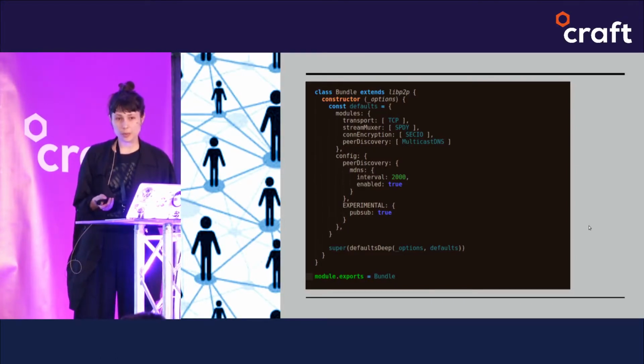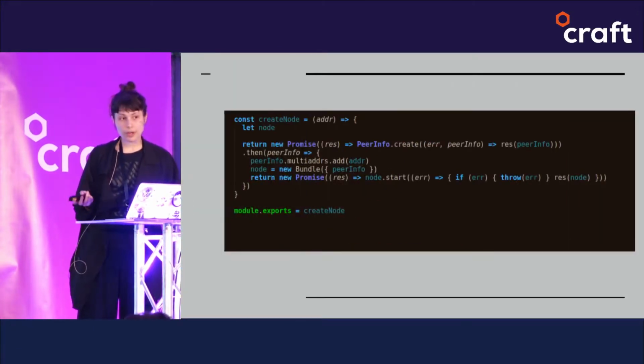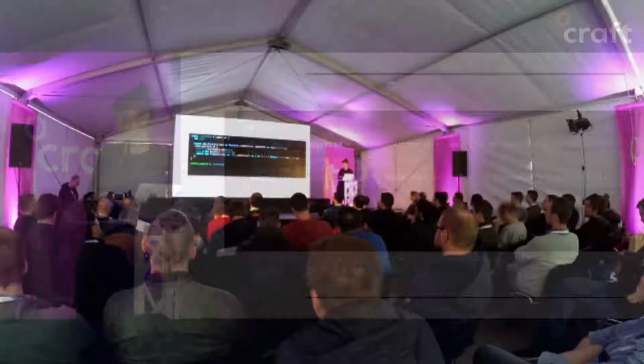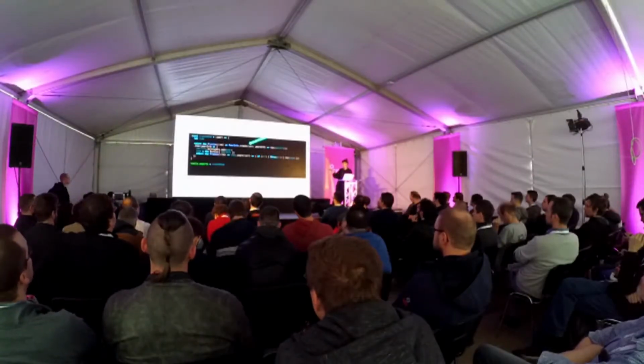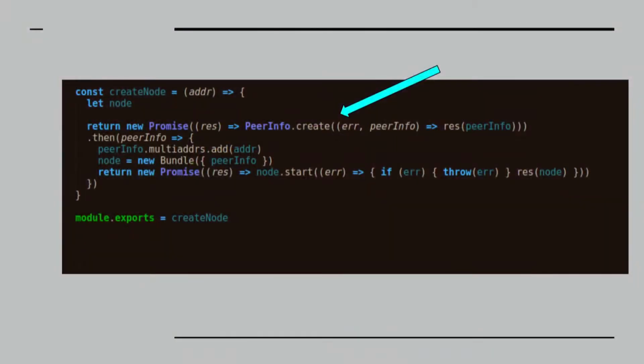So let's look at the code that went into making that, because it's shockingly simple. We have a create node function. This instantiates a peer info object, which is a libp2p built-in. We give it a multi-address, and then we call start on it. Now we have a node.